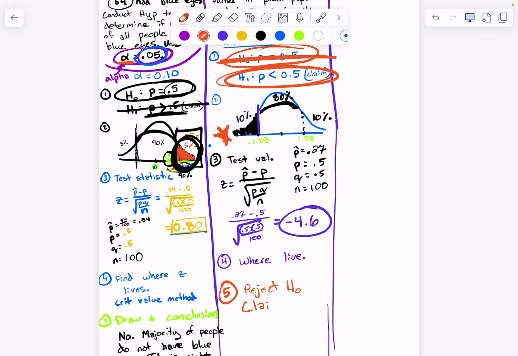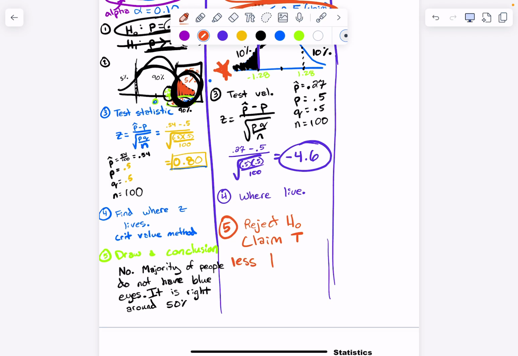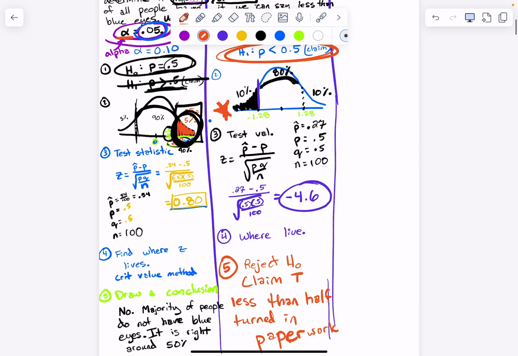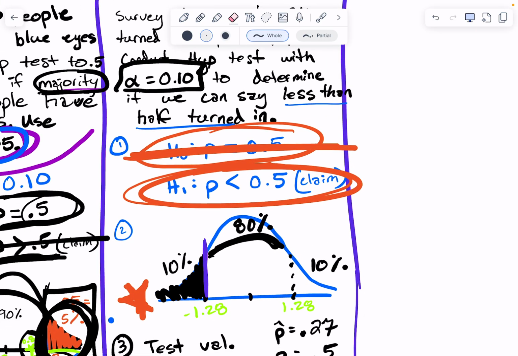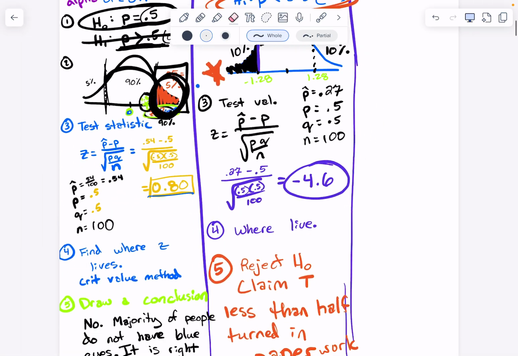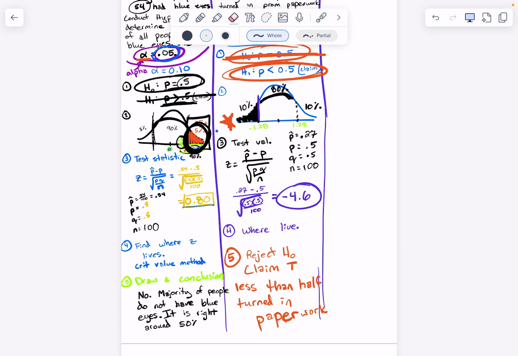Our claim is true or false? True. Less than half turn in paperwork. So I can conclude that maybe next year I can anticipate that less than half will turn in their paperwork. Again, this is made up data, but there you go. Okay? So we're rejecting the null hypothesis that it was equal to 50%. We are concluding that it was in fact less than 50% of all people turning in their prom paperwork. Got it? Yes? Okay? So our claim is true.